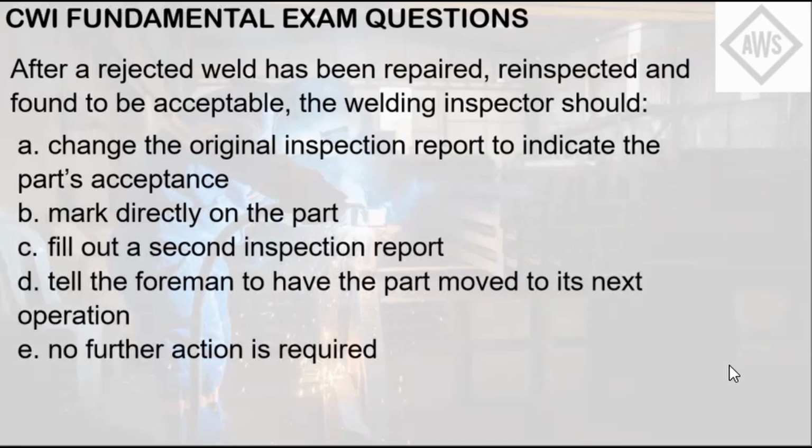So this question pertains to what the welding inspector will do if a rejected weld has already been repaired and found to be acceptable. So letter A, change the original inspection report to indicate the part's acceptance. So maybe this can be done, but this is not the ideal action for this scenario. Letter B, mark directly on the part. So this may be done if the part to be repaired has not been re-inspected yet.